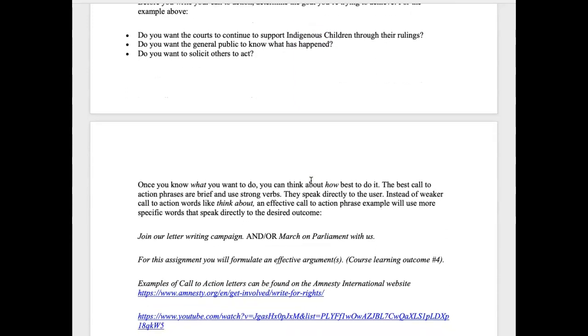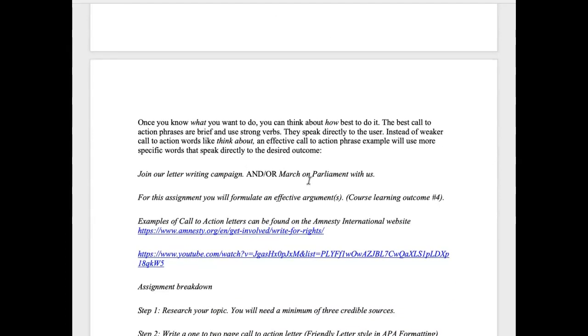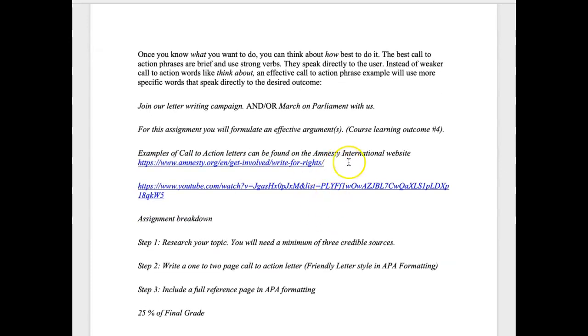And then it gets into the phrasing, right? You want to make sure that it is brief and strong phrasing. You aren't going to say, I want you to think about, I want you to consider, if you have time, maybe you should change your mind. It should have strong language. Here are some examples: Join our letter writing campaign or our March on Parliament. There's a call to action there. Here's a couple of examples of call to action letters.